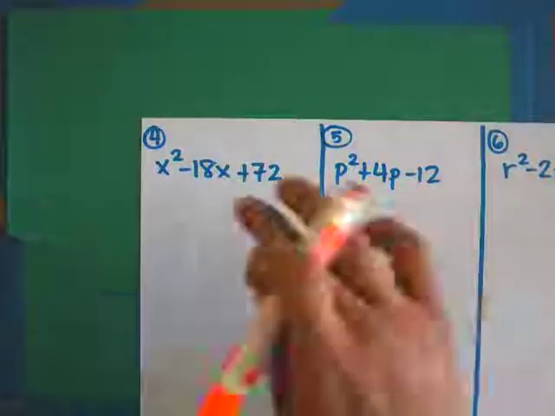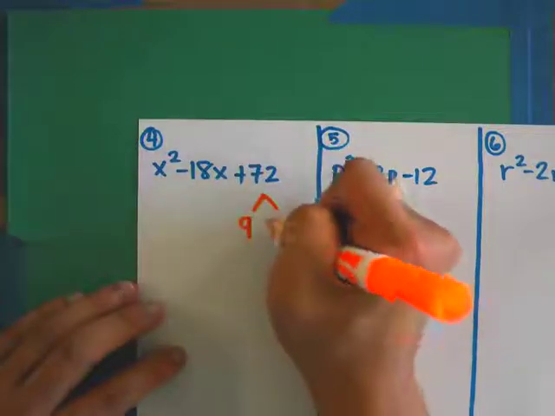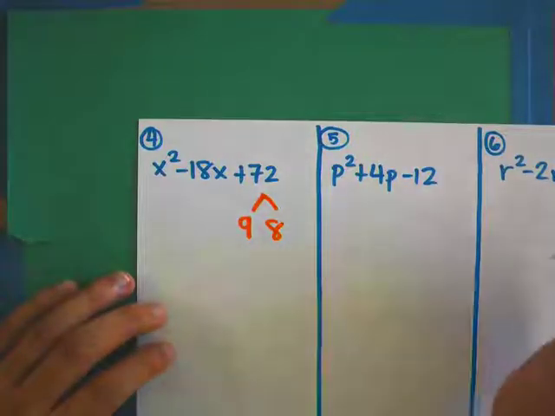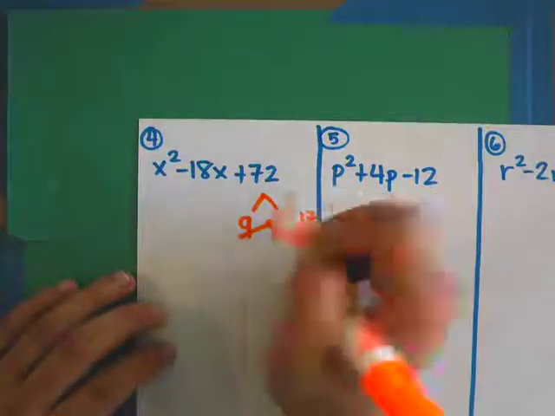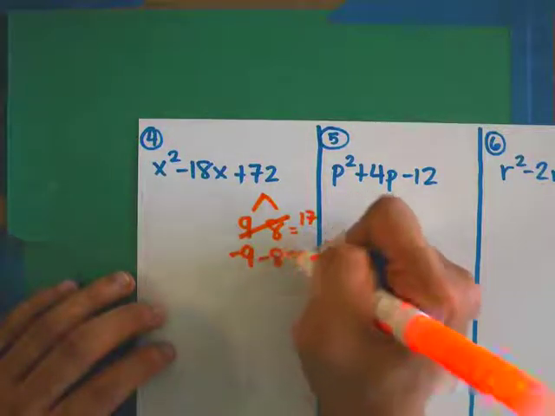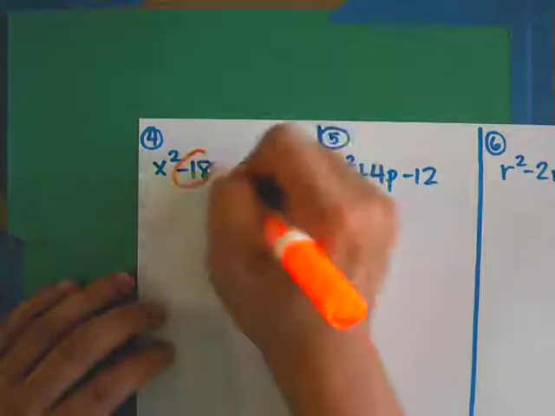So I'll start with this one over here. 72, we can go 9 times 8. The only problem is it adds up to 17. We don't want that. How about negative 9 times negative 8? Again, the only problem is it adds up to negative 17, and we want a negative 18.